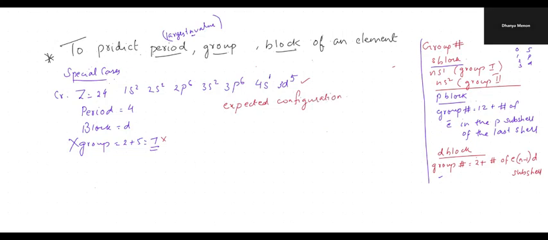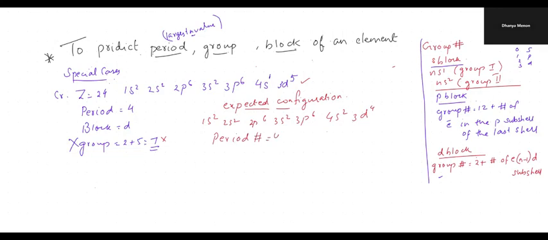Okay, which is 1s2, 2s2, 2p6, 3s2, 3p6, 4s2, and 3d4. This is the expected configuration. But because half-filled subshells are more stable, that's why this electron from 4s goes to 3d. Right. But for finding out the group number, we always write down the expected configuration. So there is no change in the period number. Period number is the same, which is 4.